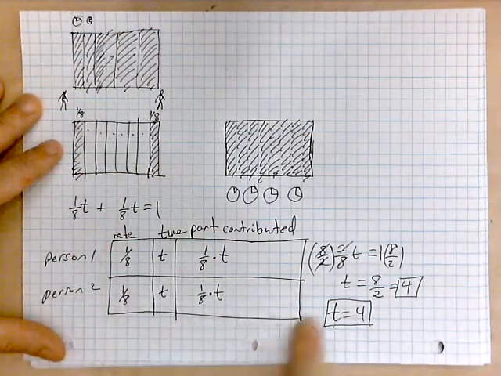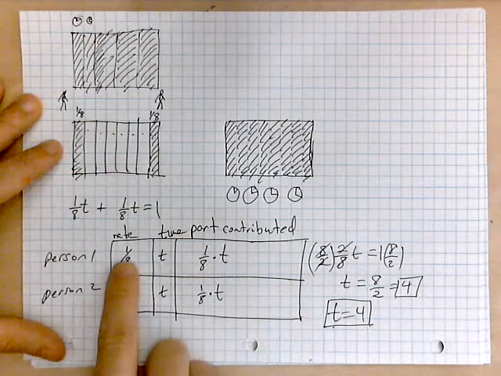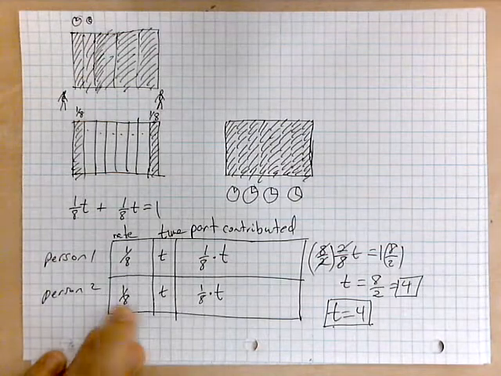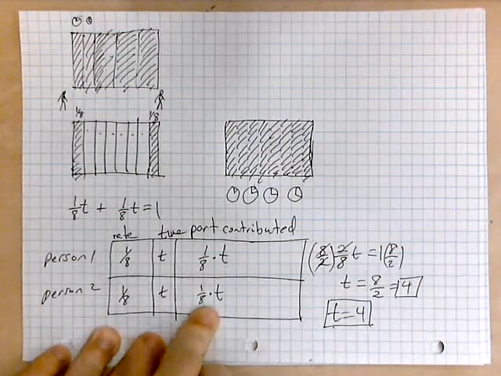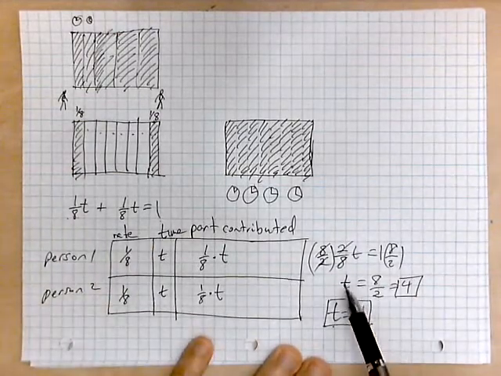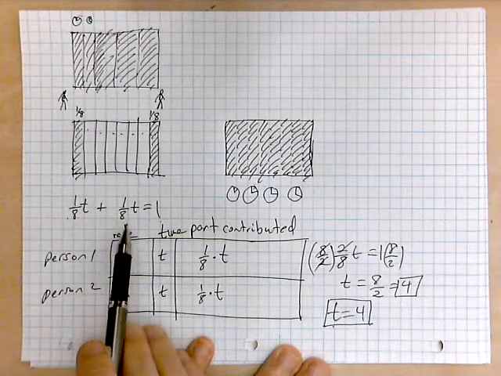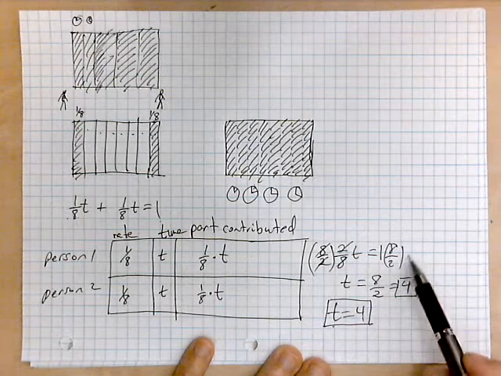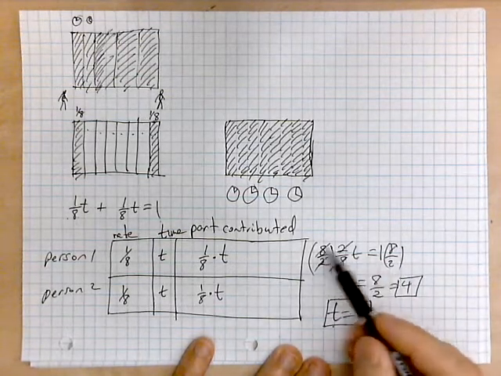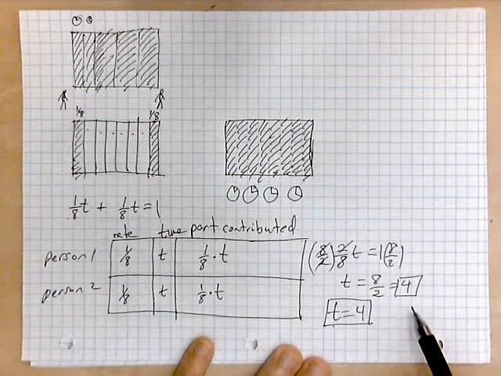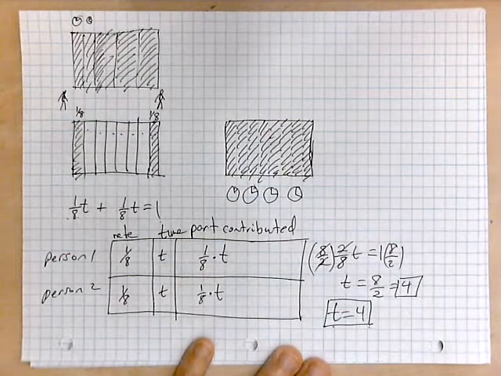So we set up a little table like this to organize our work. The rate of work of the first times the time is the part contributed by the first. The rate of work of the second times the time is the part contributed by the second. This gives rise to the equation here. So then 1/8 t plus 1/8 t is 2/8 t. You multiply by 8 over 2 on both sides. Cancel the 8's, cancel the 2's, and all that remains is t equals 8 over 2, which is also the number 4. So this 4 tells us that the 2 people working together take 4 hours to complete the job.